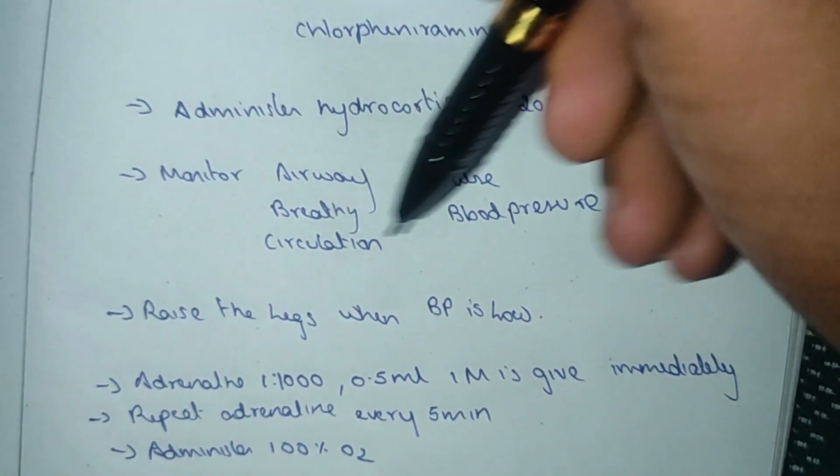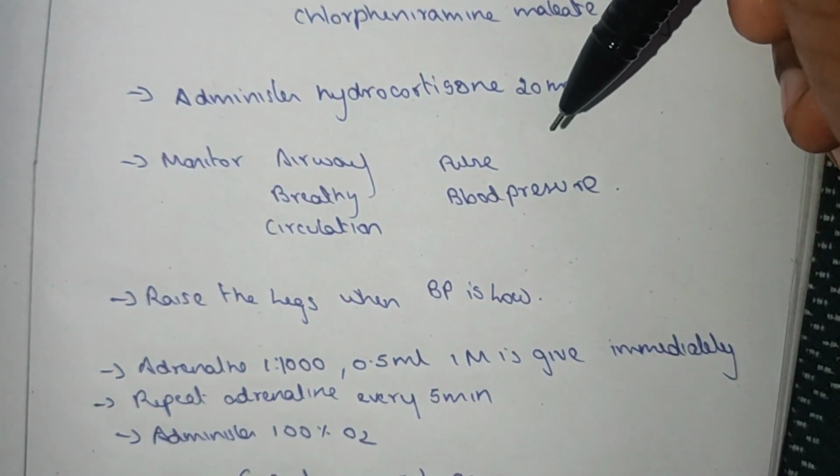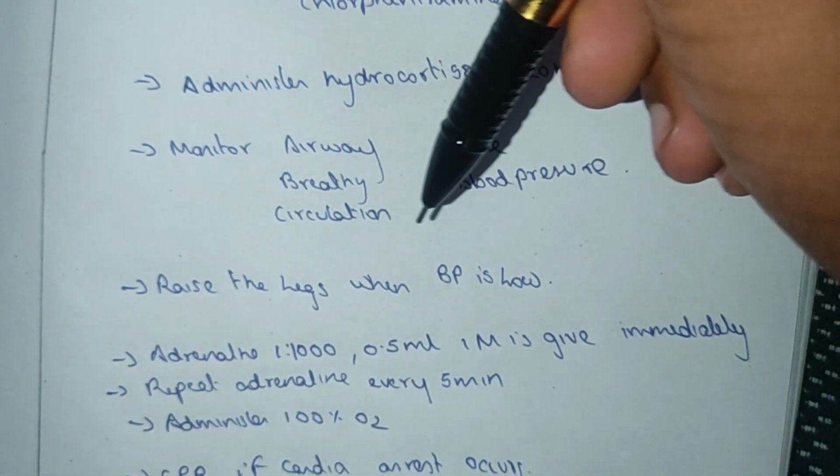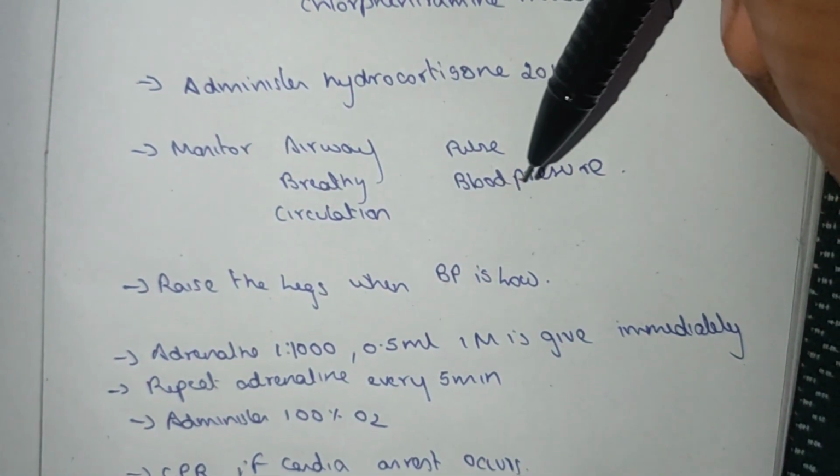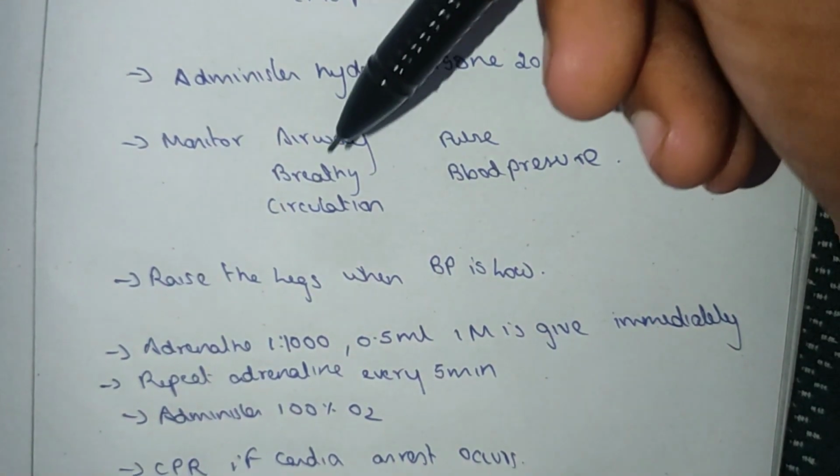We should monitor ABC: airway, breathing, circulation, pulse and blood pressure. Raise the legs when the BP is low. We should raise the patient's legs when the BP is low.